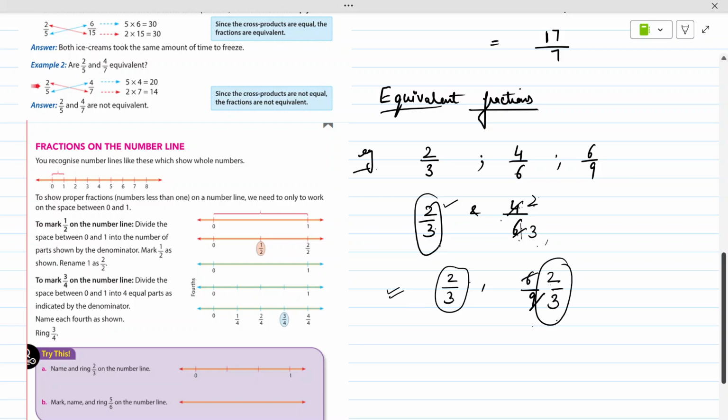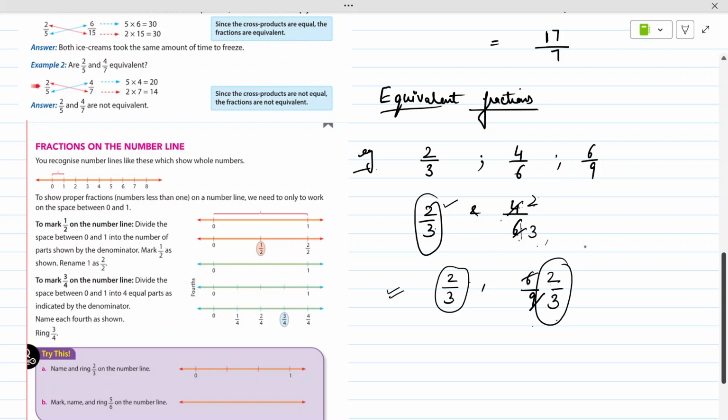So kids, we have understood what equivalent fractions are. They are the fractions whose numbers may be different but their value is same. They may be represented with different fractions but their value is always same.